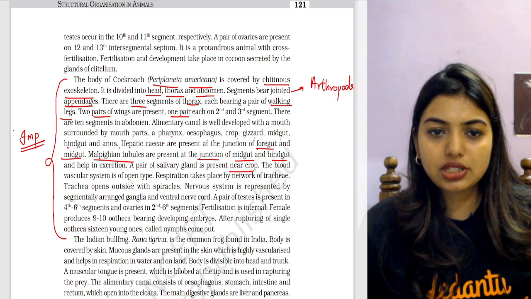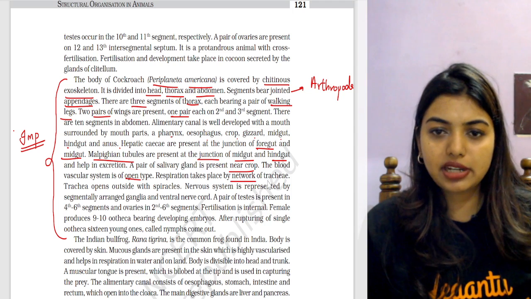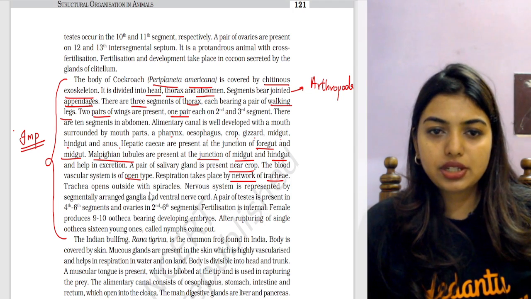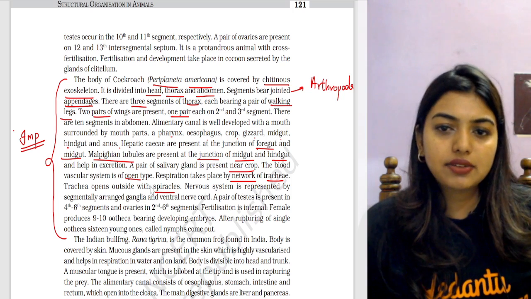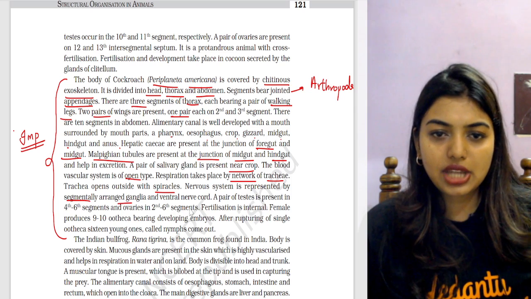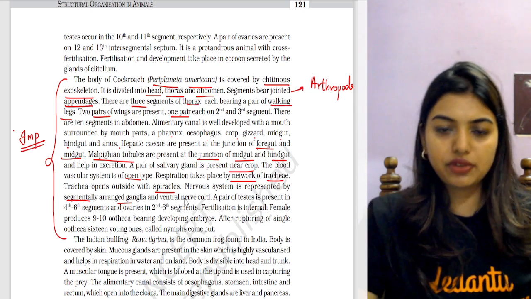The blood vascular system is open type. Respiration takes place by a network of tracheae. Trachea opens outside with the help of spiracles. Nervous system is represented by segmentally arranged ganglia and the ventral nerve cord. I drew the ventral nerve cord now.